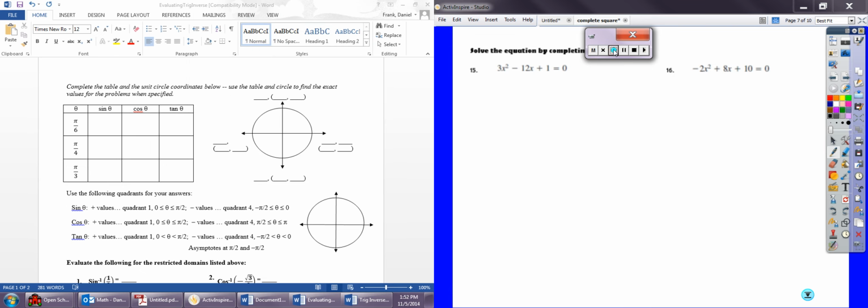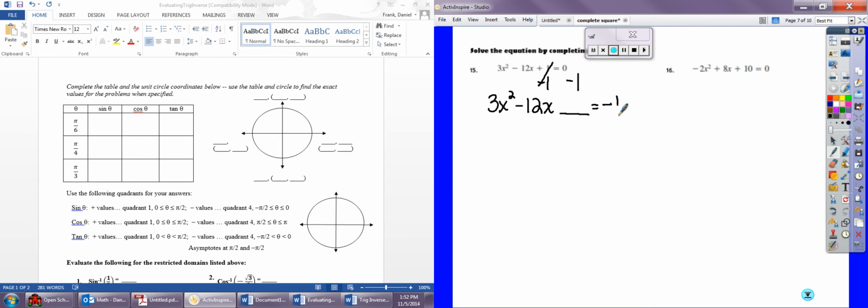So the first step here, we're going to move that 1 over to the other side like we normally do. Minus 1 to both sides. Okay? So we're left with 3x squared minus 12x blank equals negative 1. Now before I fill in that blank, I need to factor out the 3. Okay? So I'm going to factor out the 3.